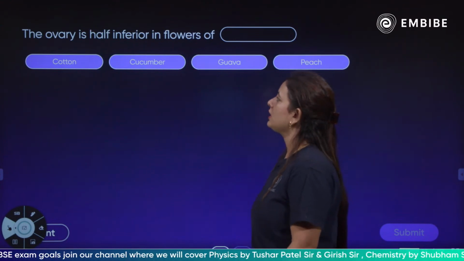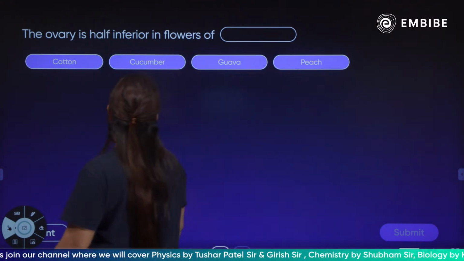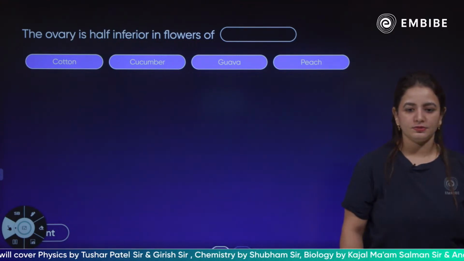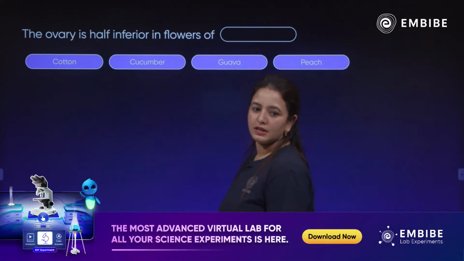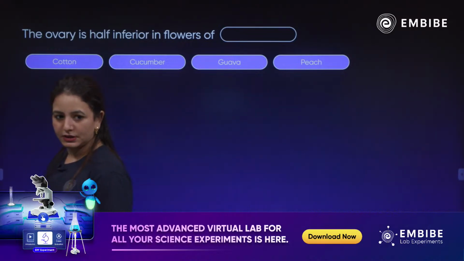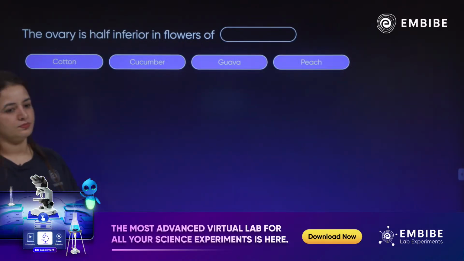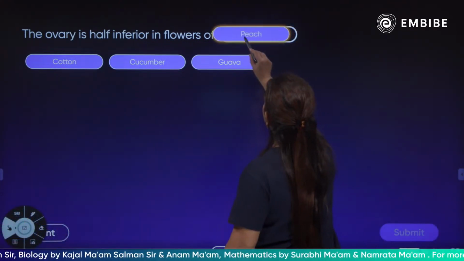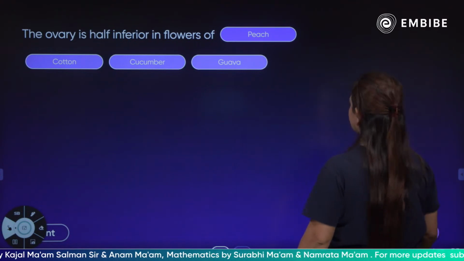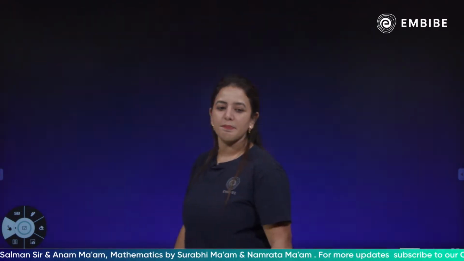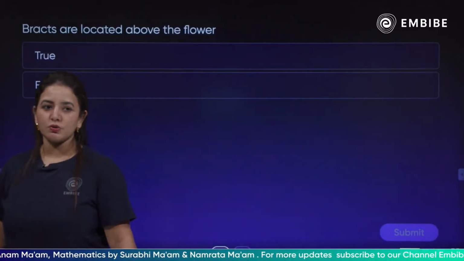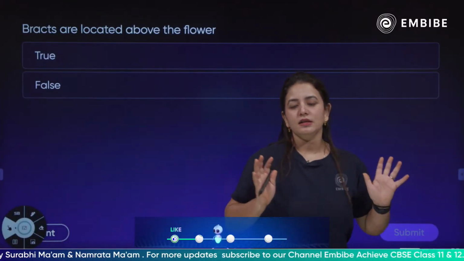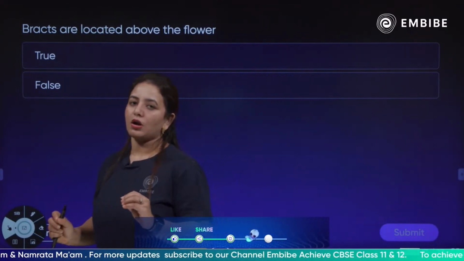Next, children, the half inferior ovary is present in what? Just now also we have discussed this, I do not know the answer. Half inferior ovary of the flowers is possessed in what? Cotton, cucumber, peach, etc. I do not know whether it is right or not. Yes, the peach. Just now I have also told you, please always remember the common answers, common examples when we talk about the flower.